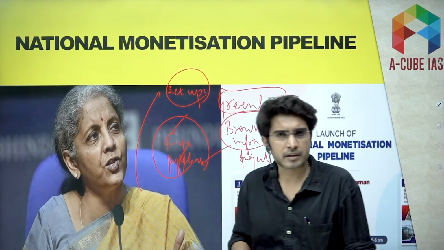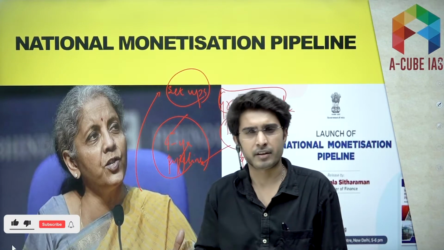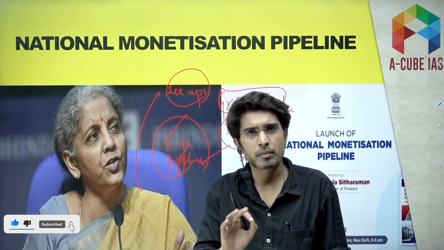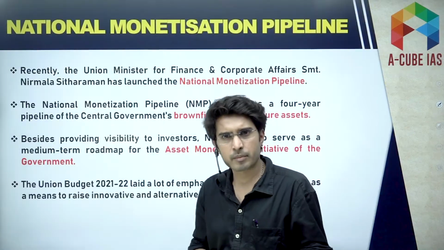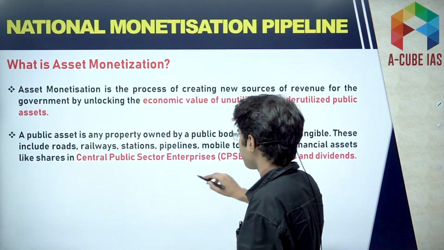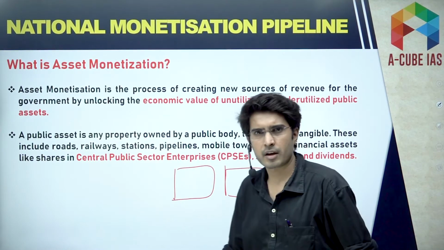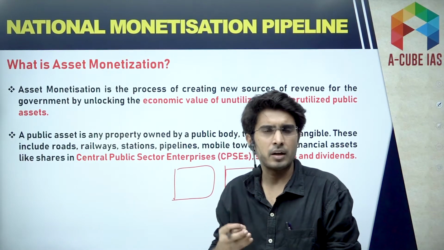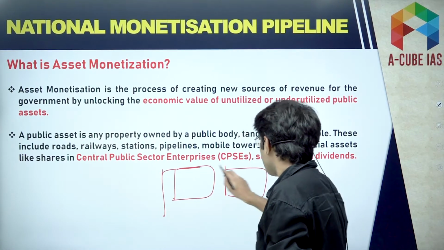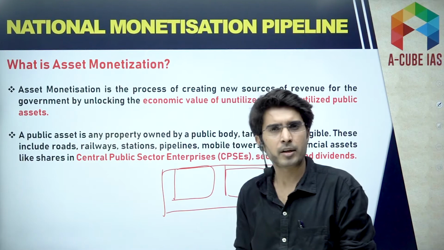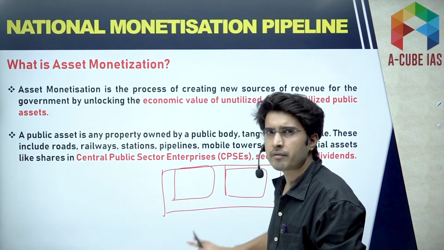In fact, the Union Budget laid a lot of emphasis on asset monetization. So from the prelims perspective, asset monetization becomes extremely important. Asset monetization means you have these brownfield infrastructure projects, which are not producing enough dividend. So under this program, these projects will be monetized. It means the government will find a way to extract more money out of these infrastructure projects.